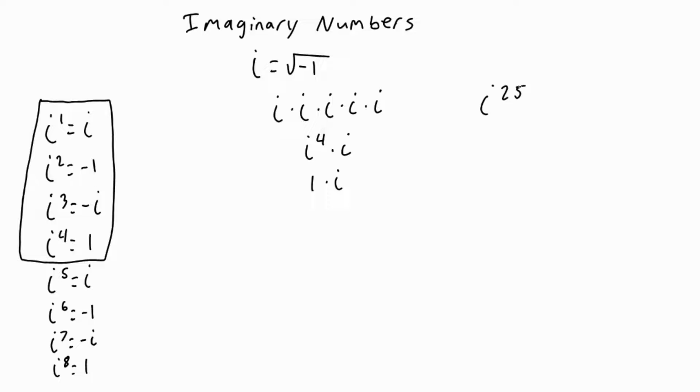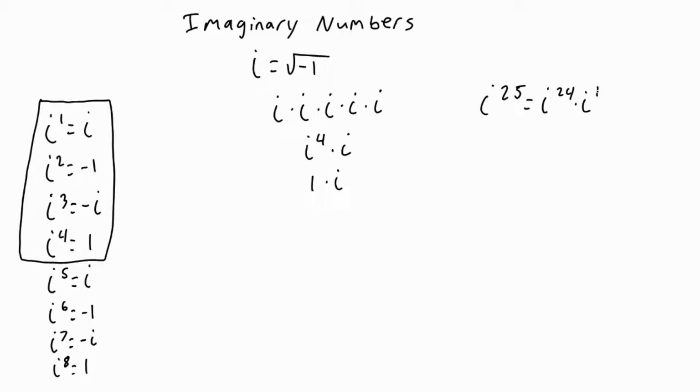What you would do is say, okay, what's the closest number that is divisible by 4? The closest number to 25 that's divisible by 4. Well, that would be 24. So we could call this i to the 24th times i to the 1st.